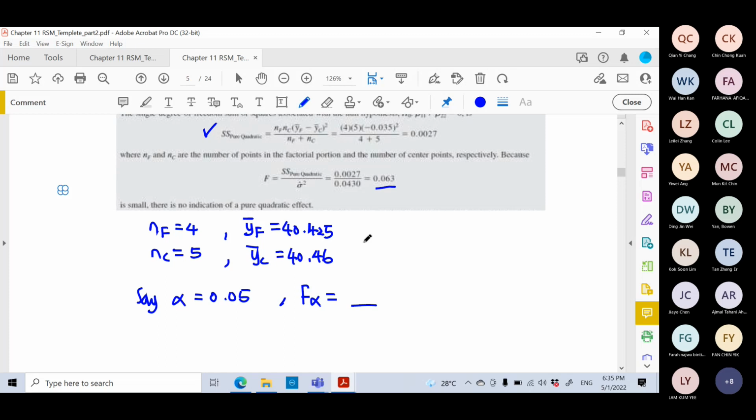So this one will be the following one. This is for the case where you test whether the quadratic effect is important or not. From here we know that the quadratic effect is not important.